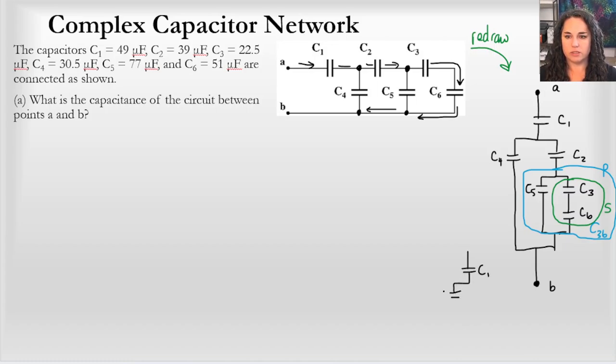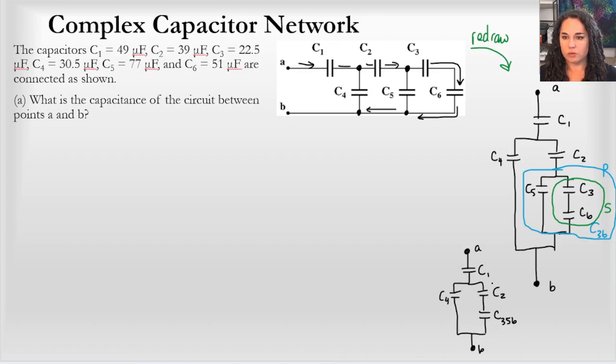I'm going to still have the C4 over there. I'm going to have C2. And then at this point, after the green and the blue simplification, I'm going to have this capacitor I'm going to call C356 because it's 3 and 5 and 6 combined together. Okay. So hopefully you're seeing, when you redraw, all this becomes a little bit more visible to you to be able to simplify.